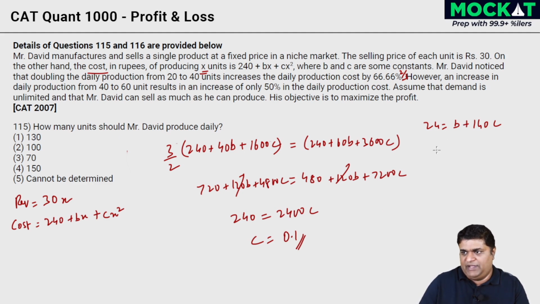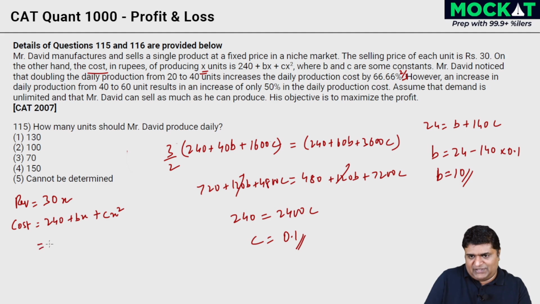So what's the value of B going to be? B equals 24 minus 140C, and if C is 0.1, that's 14, all right? 24 minus 14, and we get B equals 10. That's it. So the cost equation over here is nothing but 240 plus 10x plus 0.1x square.